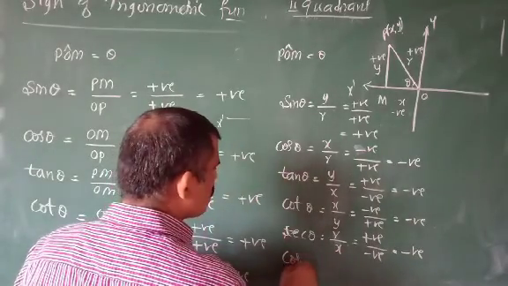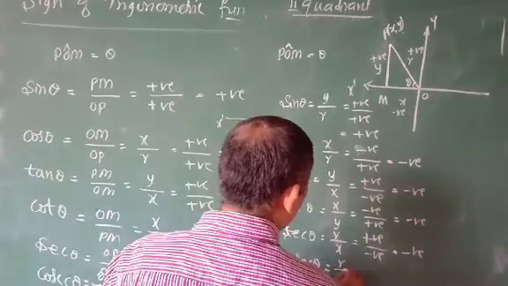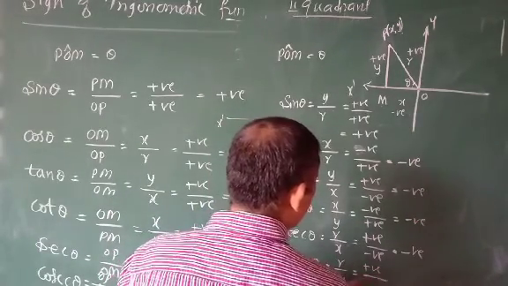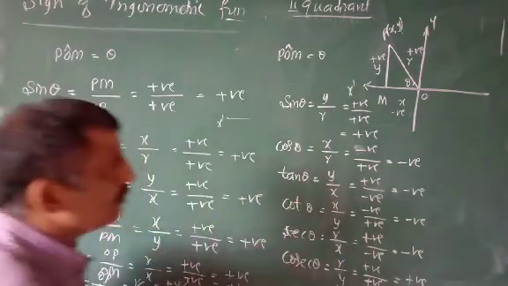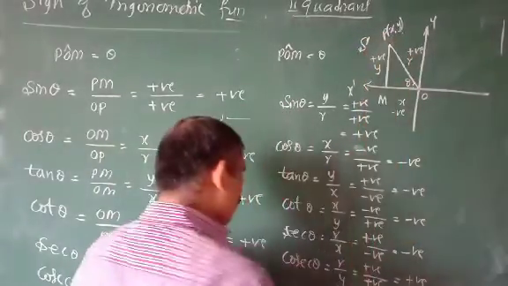Next is cosecant theta. Cosecant theta is equal to r divided by y. R is the positive radius and y is positive, so positive divided by positive is positive. In the second quadrant, sin and its reciprocal are positive.